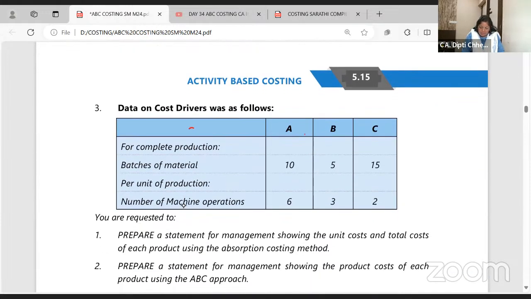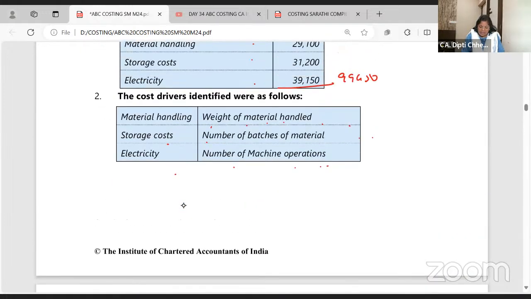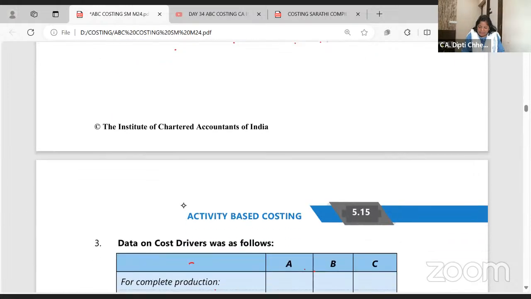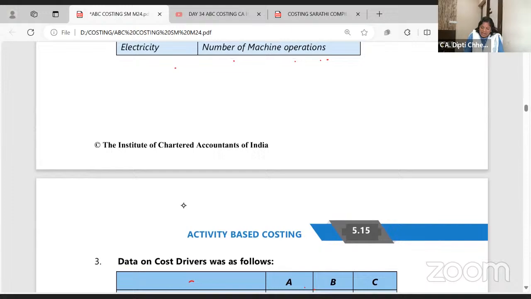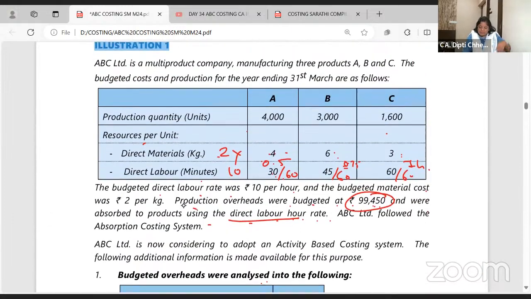Now the data on the cost drivers were, look at this. For complete production, batches of material. It's not that you will get the weight of the material; you have been given batches per unit. So that's what I'm saying. It's not just divide the cost into 6 into 3:2 ratio and it's done. Right? Because why? Listen all of you. Number of machine operations, 6 operations, 3 is per unit. And how many units are there?